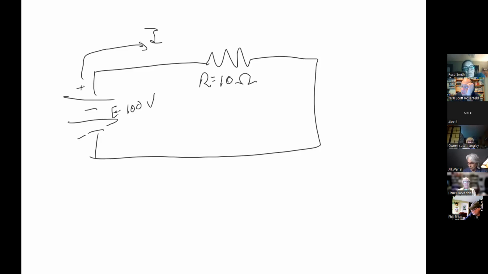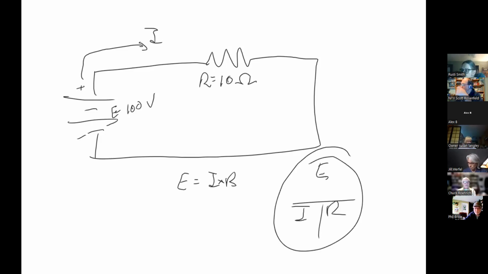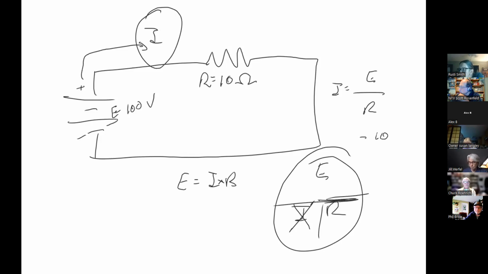Okay, by Ohm's law, E is equal to I times R. We can do E, I, R again, like that. Well, clearly we don't know the current. So we have I is equal to E divided by R, which is equal to 100 divided by 10, which is equal to 10 amps.